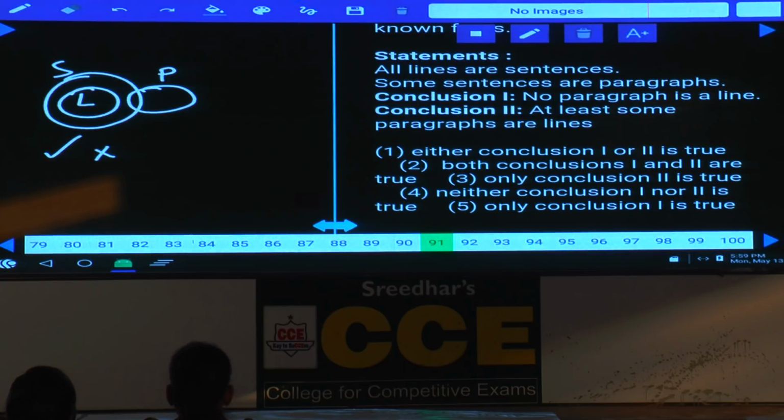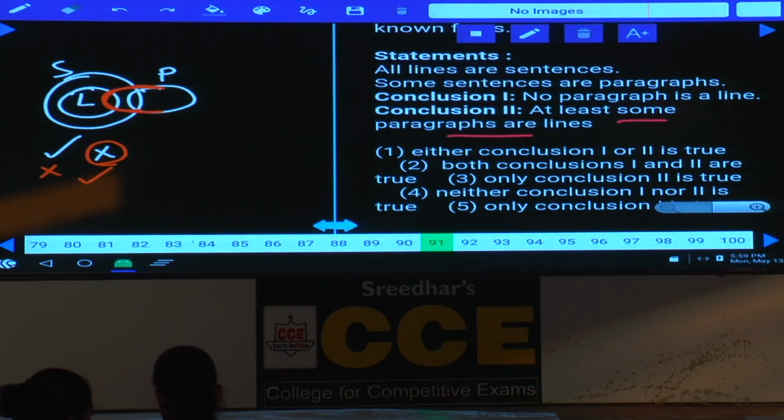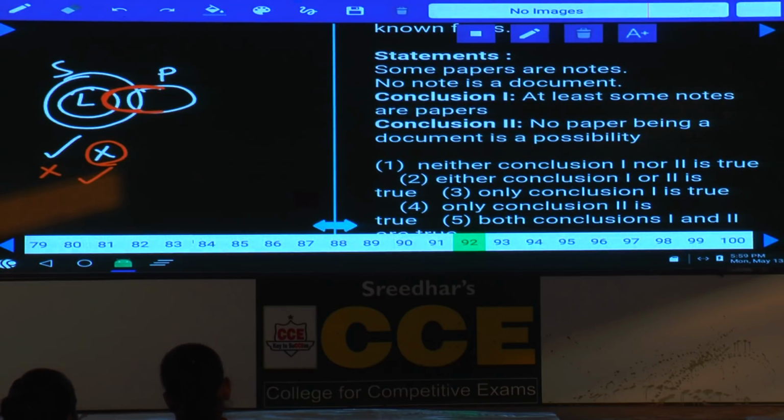Now the first one is a negative conclusion, and to make this one false, we need to draw the alternate diagram. Now alternate diagram is some paragraphs or lines. Tell me whether we can represent like this or not. No paragraph is line is true, hence, and now some paragraphs or lines is true. No paragraph is a line will be false. Then we have to check out for what? Affirmative conclusion which was false in the basic diagram. The second, now some paragraphs or lines has become true. When the first one is true, second is false. When the second is true, first is false. And say either one or two, choice one. 91, choice one.